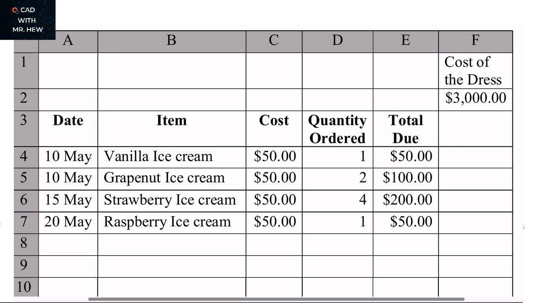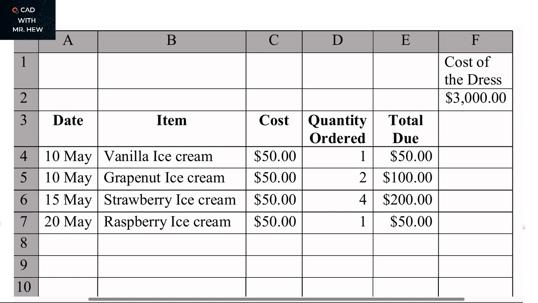So here we have May 10th. We have vanilla ice cream as an item. We have $50 for the cost, and we ordered one item or one unit of ice cream, and that's $50. We have on May 10, we have grape nut ice cream. We have 2 item quantities were ordered, or units at $50, and we have $100.